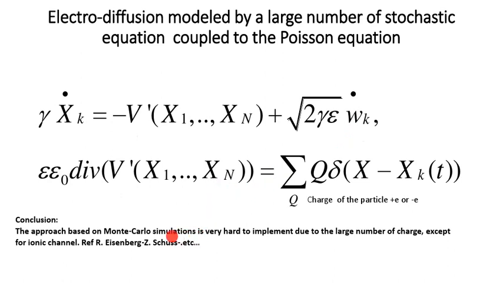So this approach based on Monte Carlo simulation is in general very hard to implement due to the charge number and the large variety of particles, except for ionic channels. I will refer to the work of Eisenberg and Schuss, where the calculations have been done and simulations were used to look at how specific channels can conduct ions. And this is possible here because the geometry of a channel is extremely simple. At least it can be approximated as a cylinder.